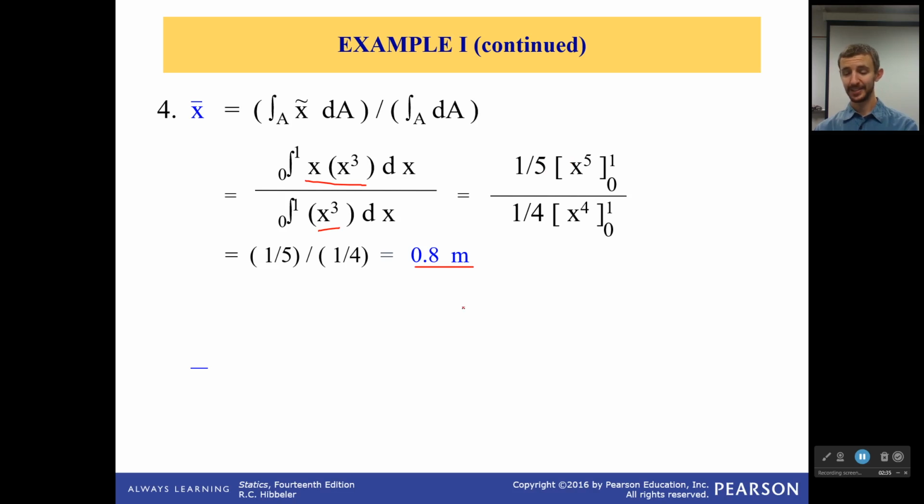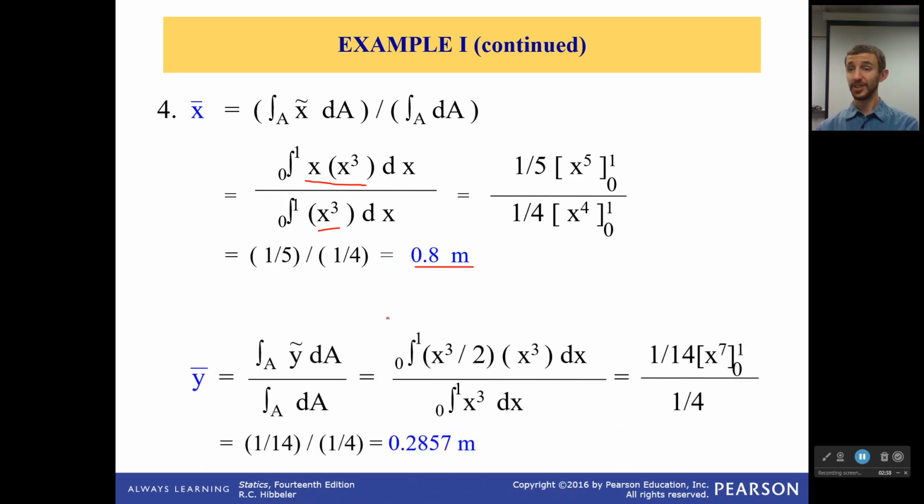That's for x. What about for y bar? Same exact process. I have an equation for y. I have an equation for dA. Hopefully, when you have dx and things, everything's going to be in terms of x. So I plug everything in. This is x cubed over 2 because the equation for y is x cubed, and the y squiggly hat is half the height. So y over 2 times x cubed dx, which is dA right here.